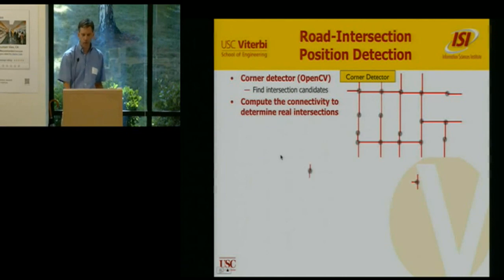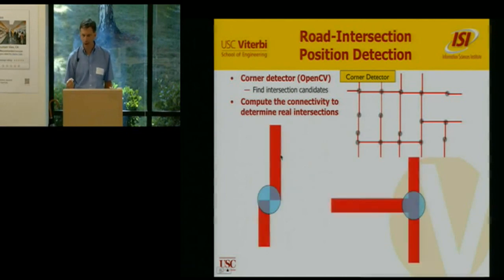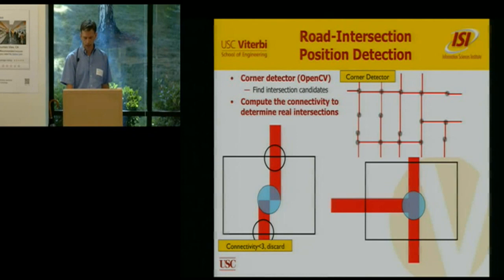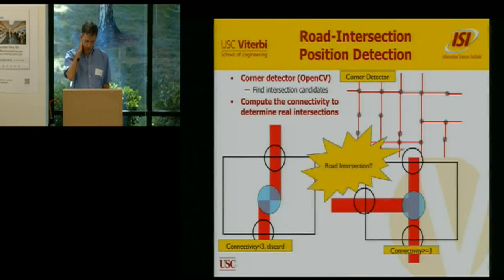Then what we want to do is figure out which of these corners are likely to correspond to actual intersections. For the purposes of what we're doing here, we're going to assume that intersections actually require at least 3 roads that come together. So if you have fewer than 3 roads, we're going to discard it. But if we have more than 3, then we're going to say, okay, that's a road intersection. So that's how we generate the set of road intersections.